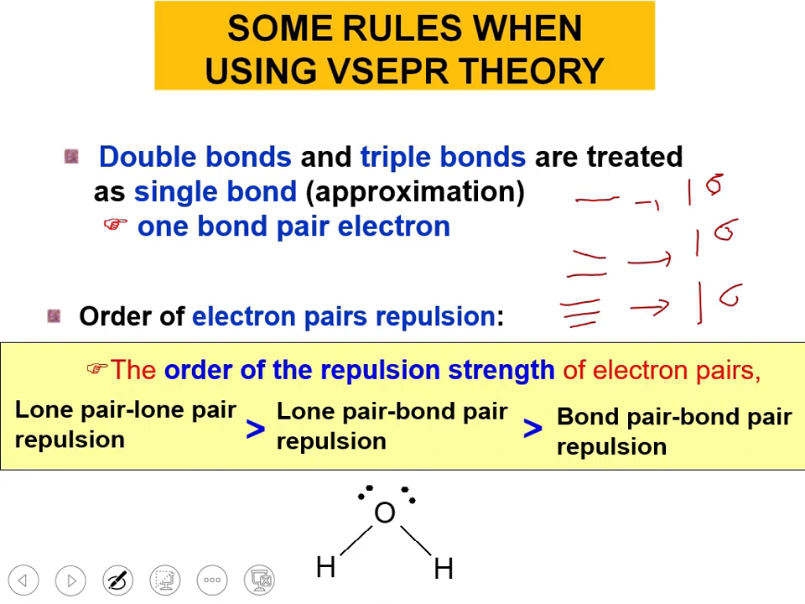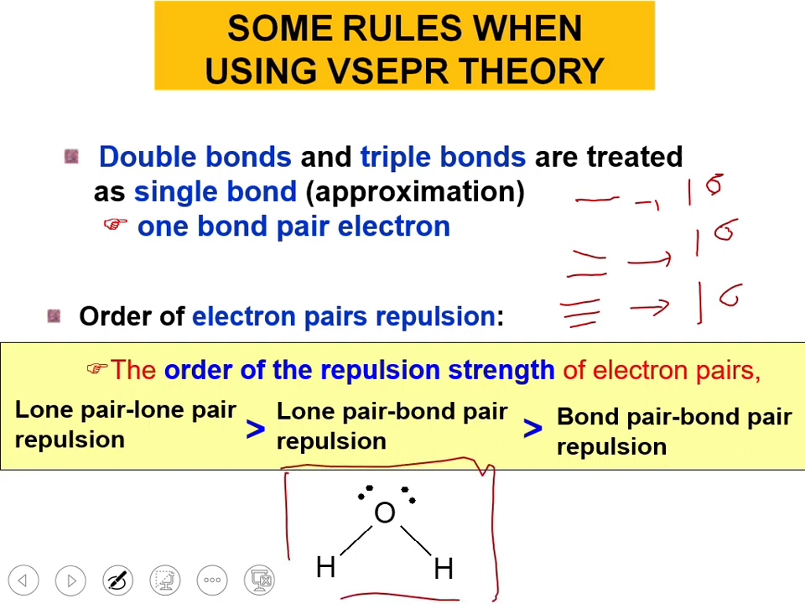Okay, to see the repulsion, there is repulsion between bonding pairs and lone pairs, and they are different. Okay, so for example, take a look at the water molecule here.